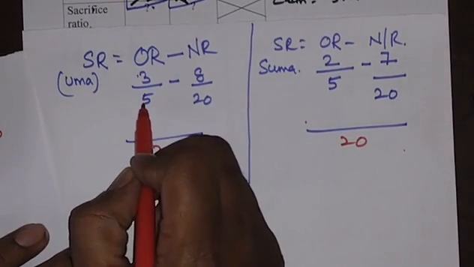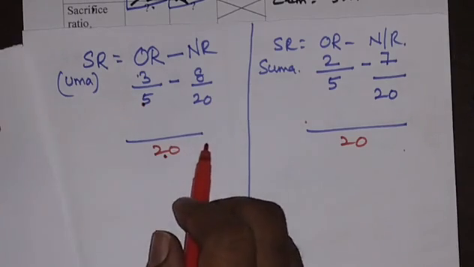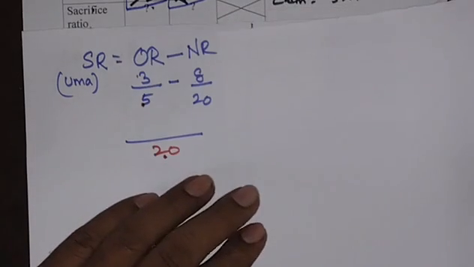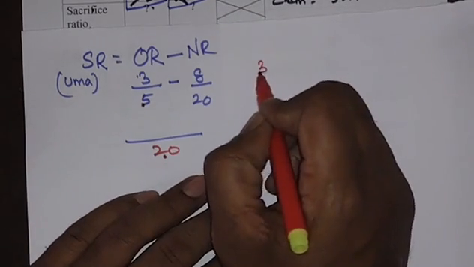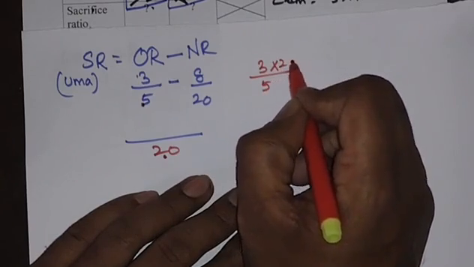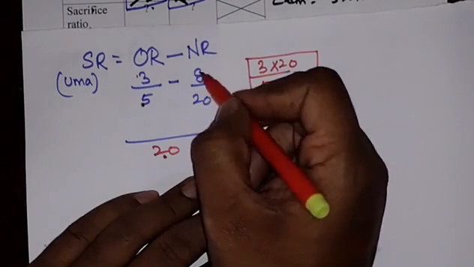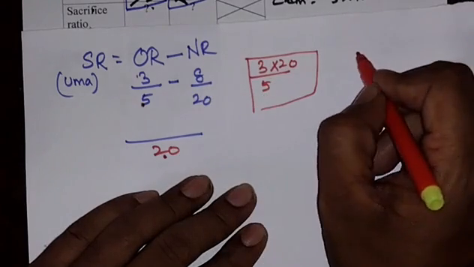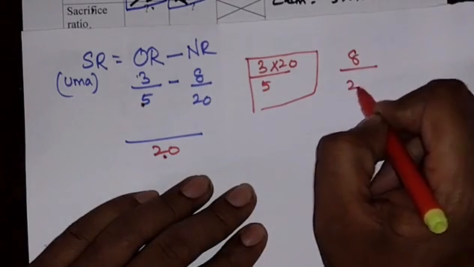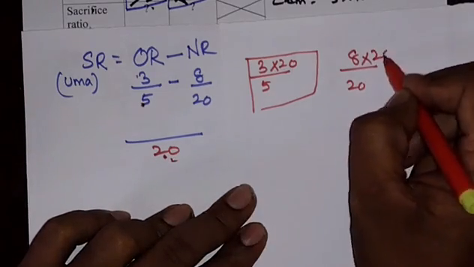What should I do with this one? The old ratio 3 by 5 is there. With that you should multiply this 20. I'll show that calculation, how it appears. 3 by 5, with that you multiply 20. That is the first concept. And the second concept, this 8 by 20 is there, no? 8 by 20 multiply with this LCM 20.